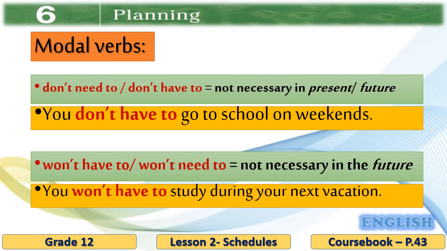Now to express lack of necessity in present or future, we use don't need to or don't have to, like in the example, you don't have to go to school on weekends. While to express lack of necessity but in the future only, we use won't have to or won't need to. Like in the example, you won't have to study during your next vacation.